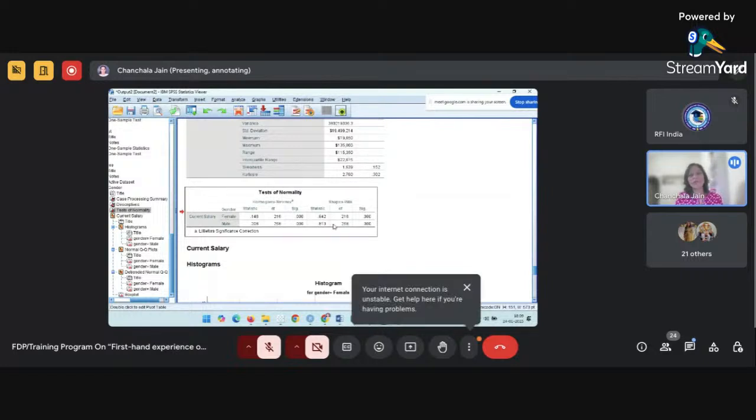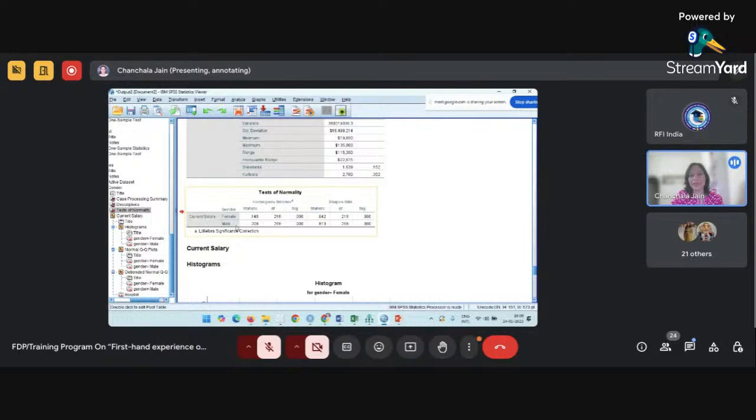You can find here the significant value for both the female salary and for male salary. It is coming as 0.000. That means which is less than 0.05. So if it is less than 0.05, what do I need to do? Need to accept or reject the null hypothesis. Reject. We will reject the null hypothesis.